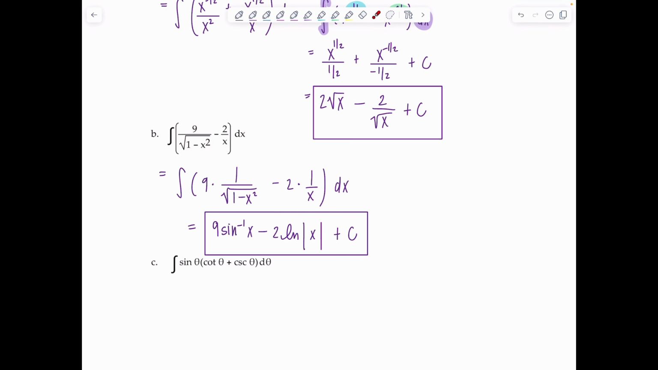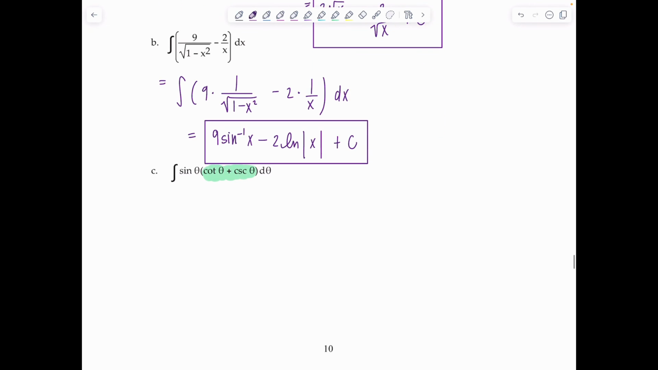And then the last one, we have some trig functions. So what we're going to need to do here is rewrite everything in terms of sines and cosines, okay? Hopefully we can simplify before we have to take the antiderivative, because right now nothing's popping out at me. So this is sine theta times cosine theta over sine theta plus 1 over sine theta d theta. Okay, so what do we do next?